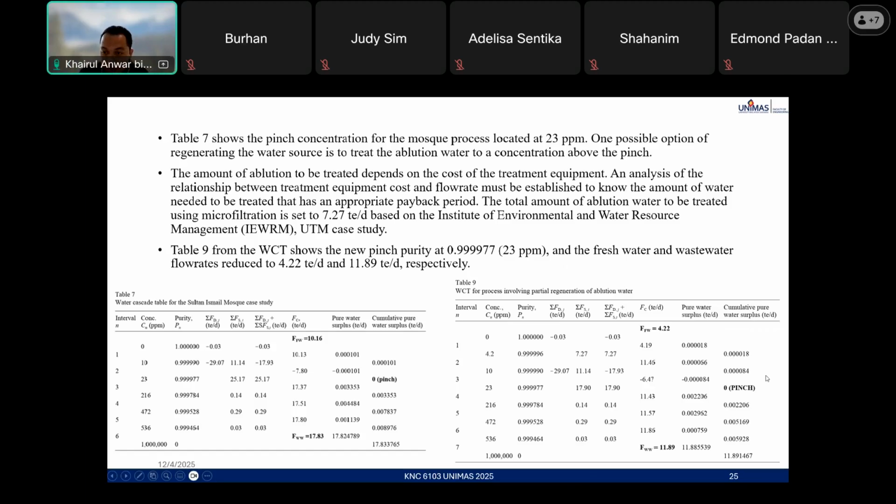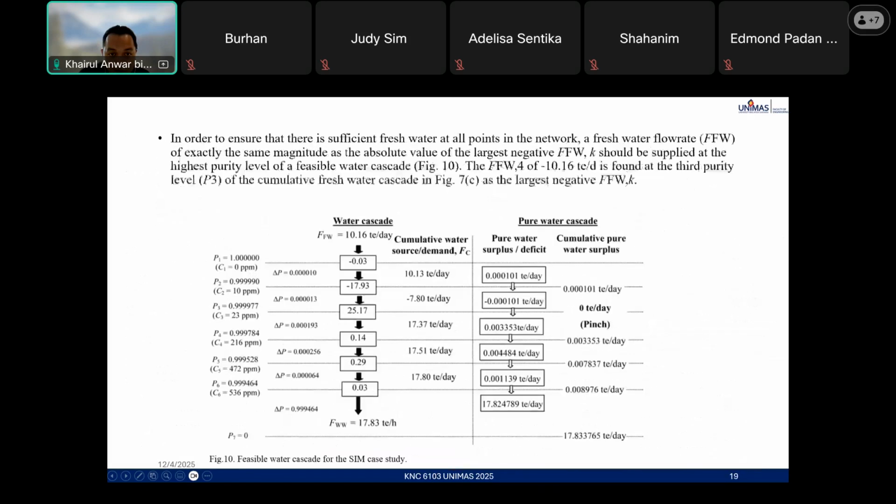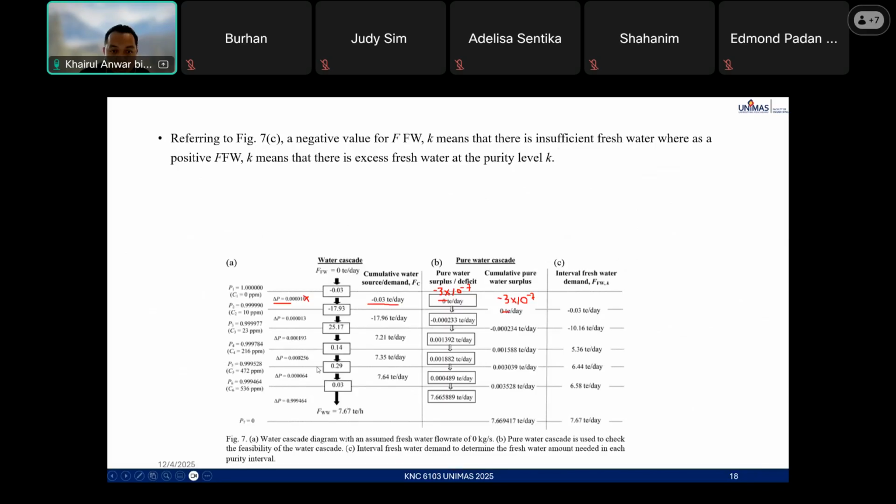We need to recalculate. Once you introduce this 7.27 with 4.2, you need to recalculate back starting from zero here, with fresh water, meaning you need to do it like this. Starting from zero, calculate, do the cascading, see where the interval has the highest negative.